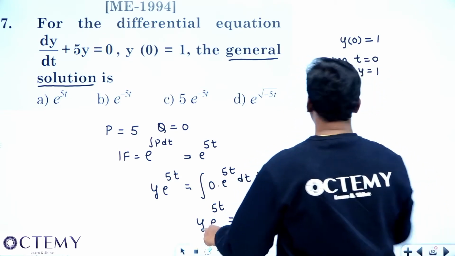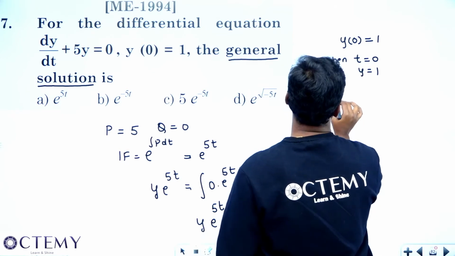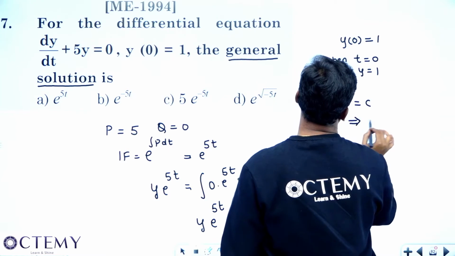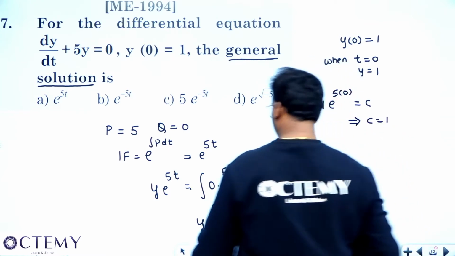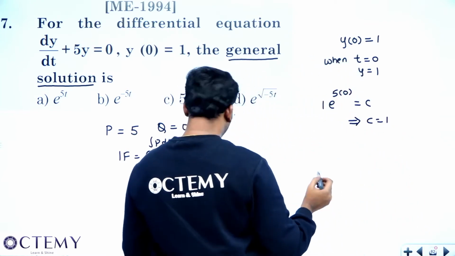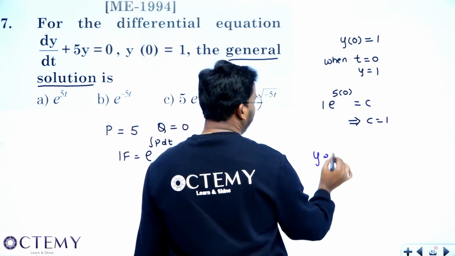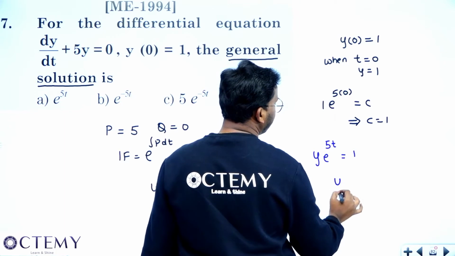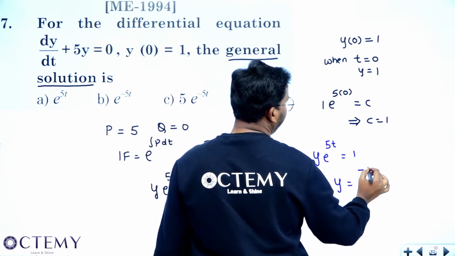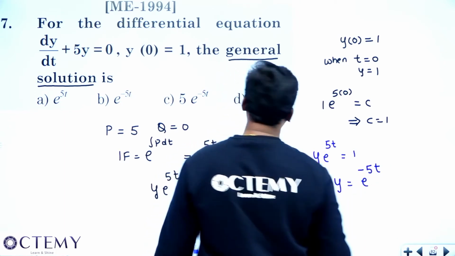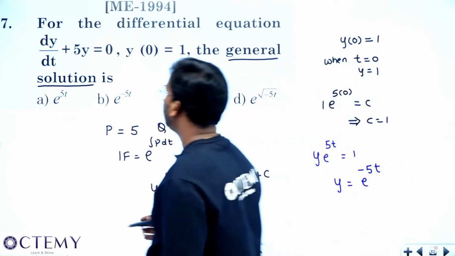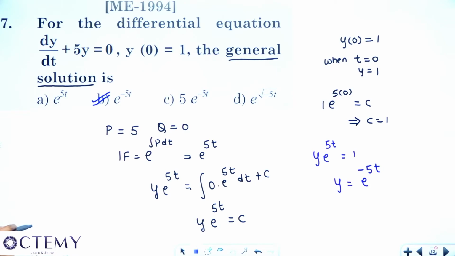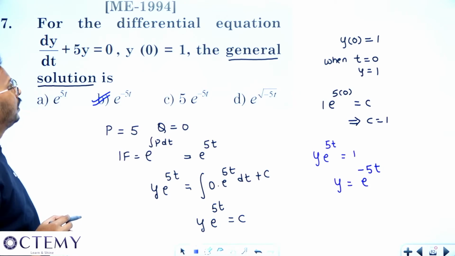So let us put here. So 1 into e power 5 into 0 is equal to c, which implies what is the value of c? C is equal to 1. Therefore, what's the final answer, sir? The final answer is y into e power 5t is equal to 1. So y is equal to e power minus 5t should be the answer. The solution means y only, sir. Option B should be right. Very good. We go to the next question.